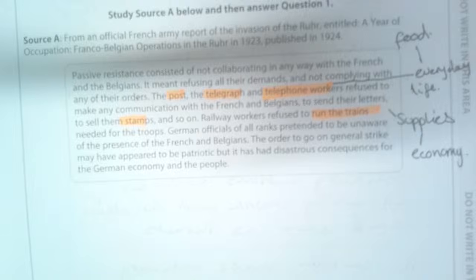So yeah, as much as the invasion of the Ruhr, as the passive resistance does, they are only actually refusing to work with the French and Belgians, it does have a massive impact on the German economy. The key thing to really point out about this question, though, is that you can't use your knowledge for this question, and you won't get marks for using your knowledge. So you have to be able to sort of make inferences, even if they're not fully accurate.